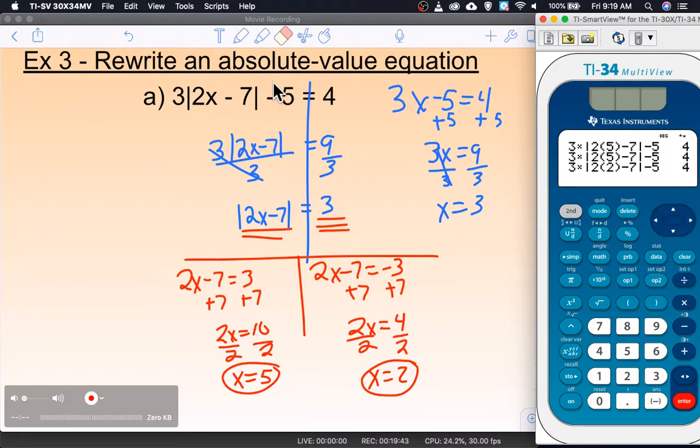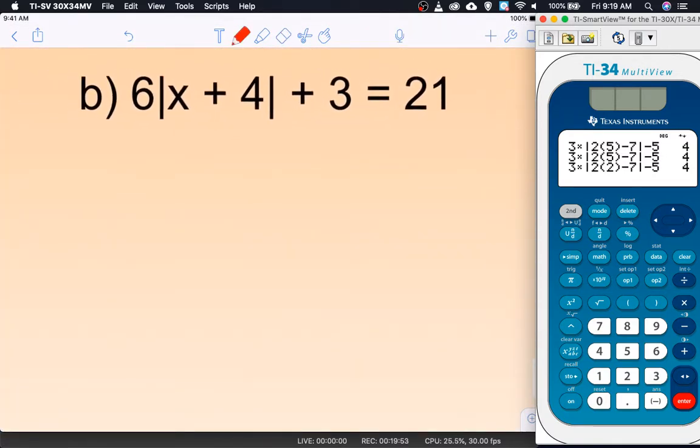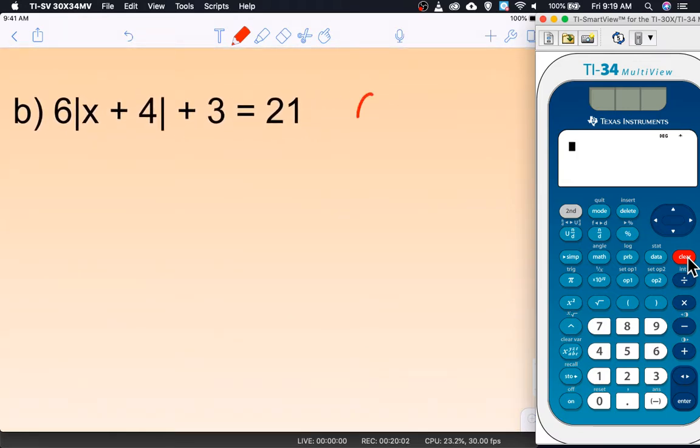And this is the process. Get the absolute value by itself first, then separate it into the two separate equations. All right, another one. Now we're going to go a little bit faster because we're a little bit more experienced, and we can. So if it helps you, think of that problem. So I'm going to start by subtracting 3 on both sides.